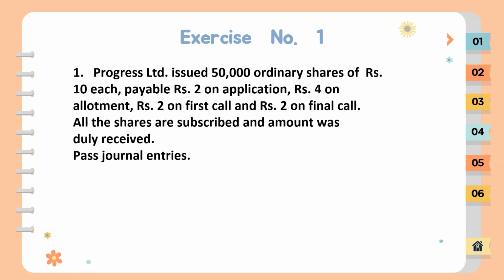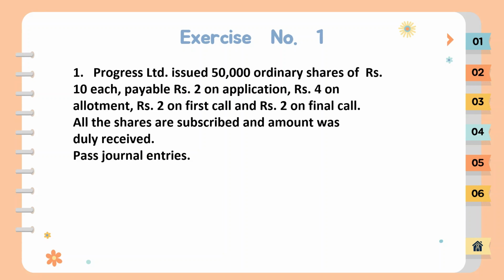Now we'll see the first one. Progress Limited issued 50,000 ordinary shares, that is equity shares of ₹10 each, payable in installments: ₹2 on application, ₹4 on allotment, ₹2 on first call, and ₹2 on final call. Always when you read the sum, you compare the shares issued and the shares subscribed. Here shares issued are 50,000 and all the 50,000 shares are subscribed. There is no under subscription or over subscription, and all the amounts due were received.